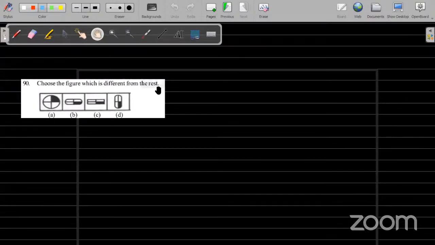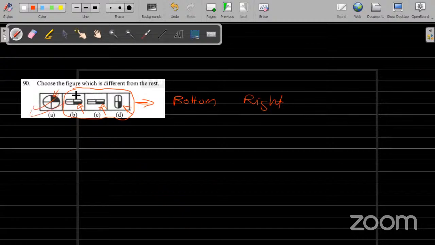Choose the figure which is different from the rest. Okay. Here, for options B, C, and D, the shading happens in the bottom right portion, whereas in figure A, it happens in the top right portion. So that is the answer. Option A will be the answer.